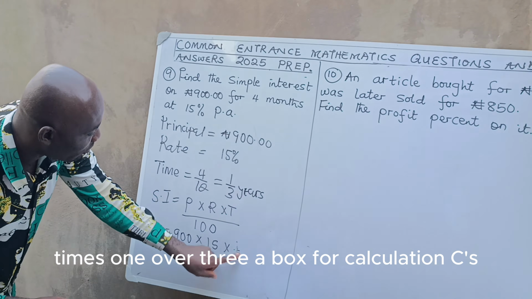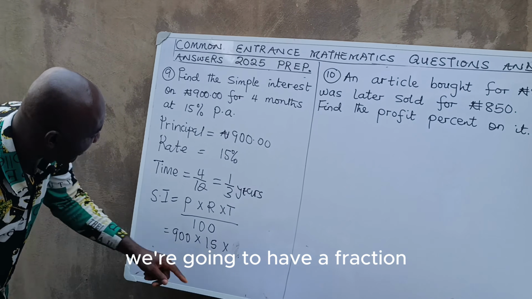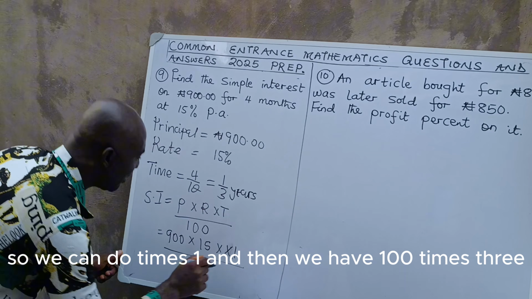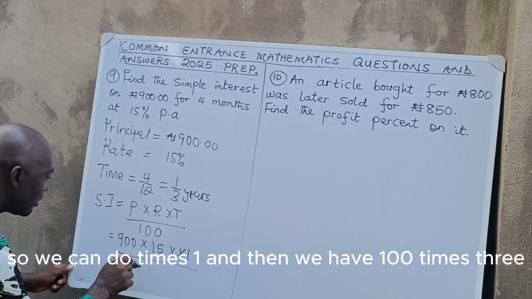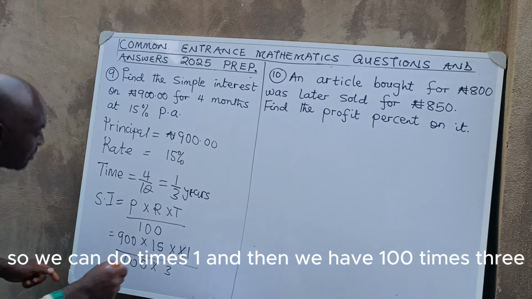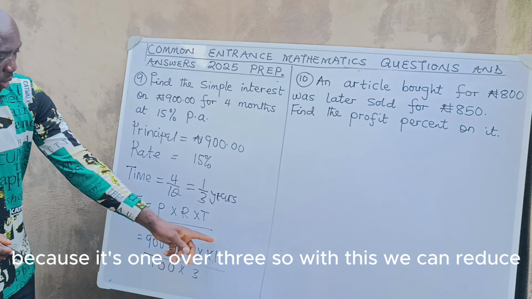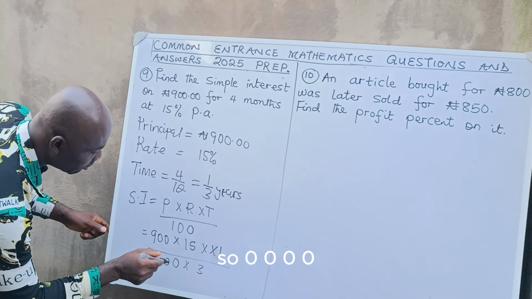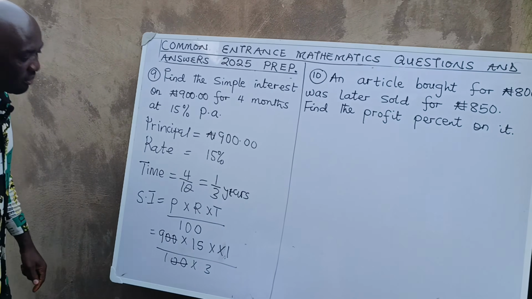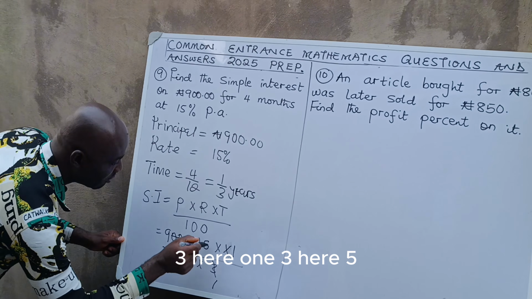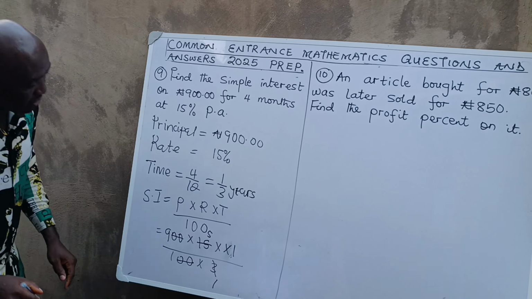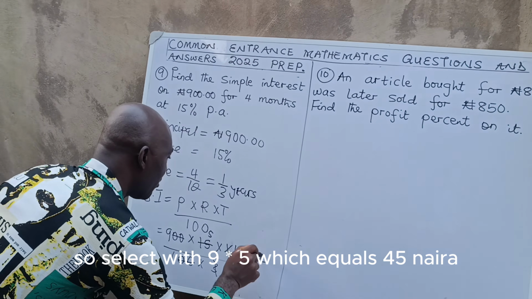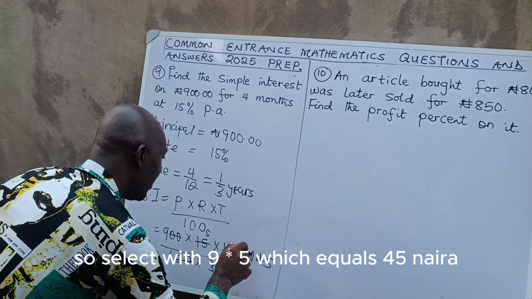But for calculation, since we're going to have a fraction, we can do times 1, and then we have 100 times 3, because it's 1 over 3. So with this, we can reduce. So 0 cancels out 0. 3 goes into 9 three times, and 3 goes into 15 five times. So we're left with 9 times 5, which equals 45 naira.